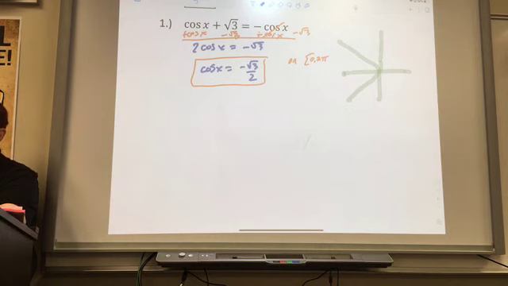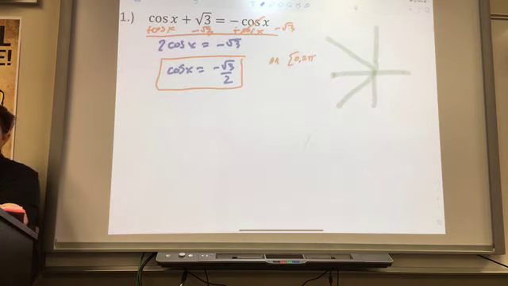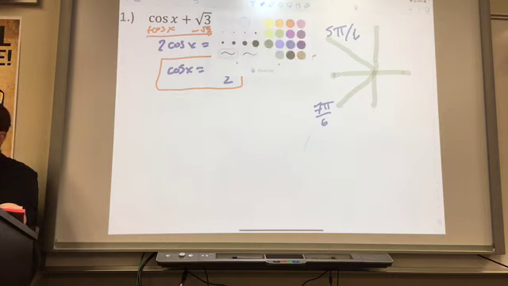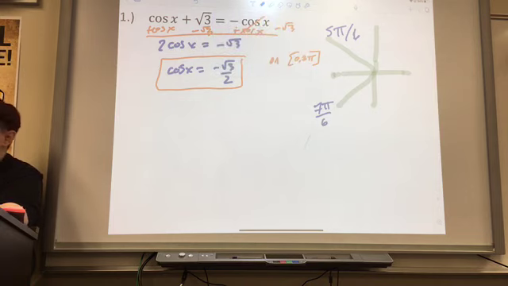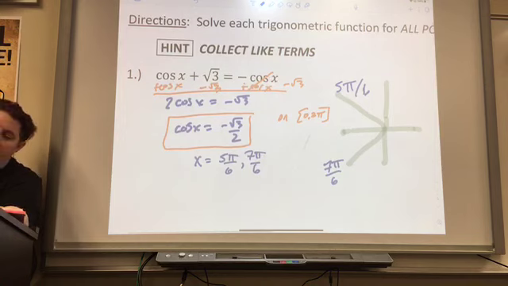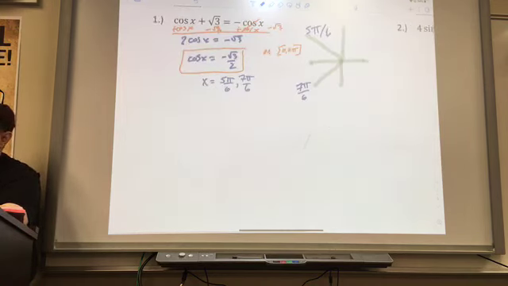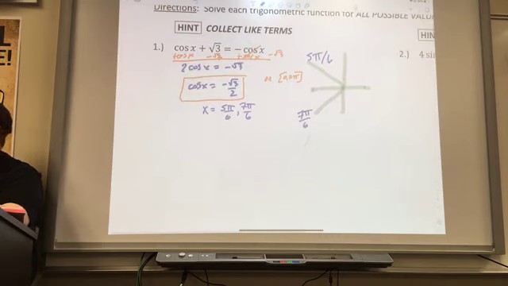From your best friend chart, where does cosine equal root 3 over 2? Pi over 6. What do we call this one? 7 pi over 6. Done. This is important. So on the interval 0 to 2 pi, x would equal 5 pi over 6, 7 pi over 6. In degrees, now this is kind of stupid because it says to do it in degrees. Are we fine if we just don't do anything in degrees? Okay.